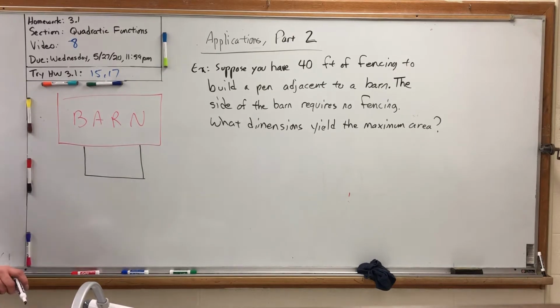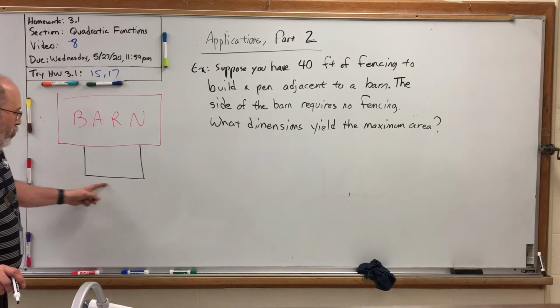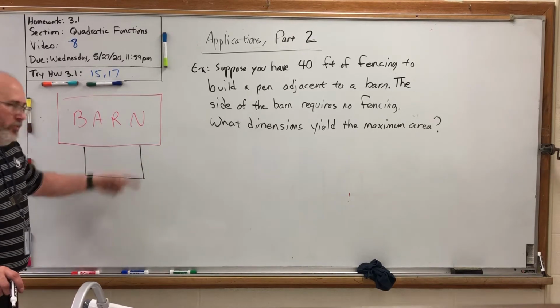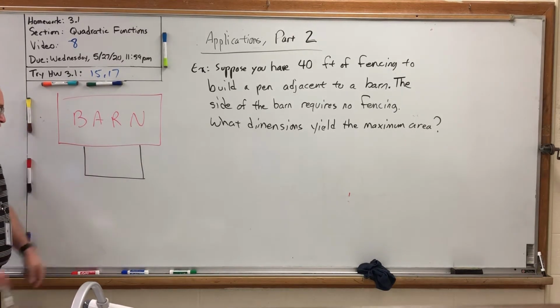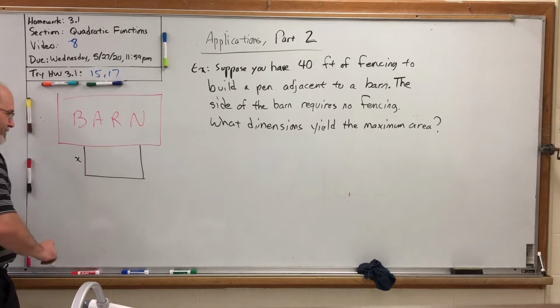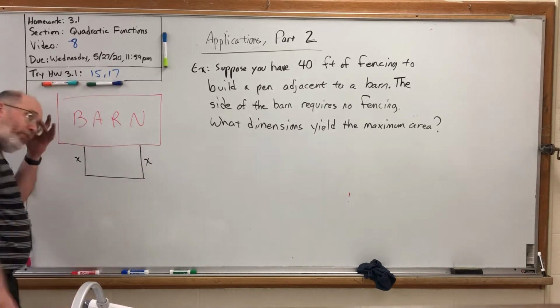To attack a problem like this, you have to represent what you're looking for with a variable. Now, I have a couple of dimensions here. I have this length, if you will, that's one side, and I have this width that's two sides. Because this side is used twice, I think that's where I'll call it x. And that other one would be x.